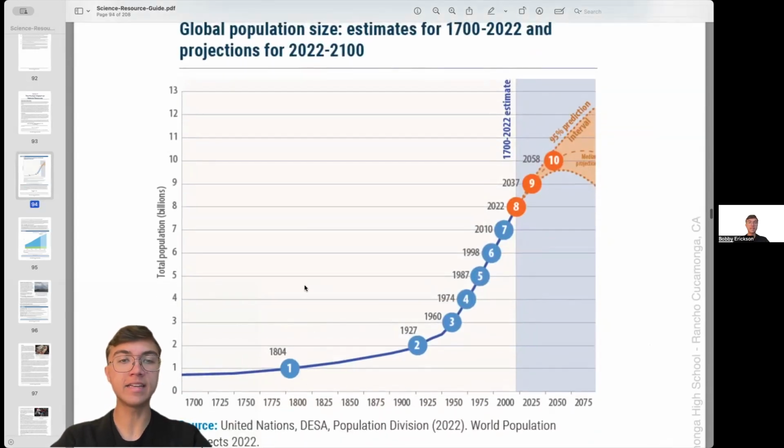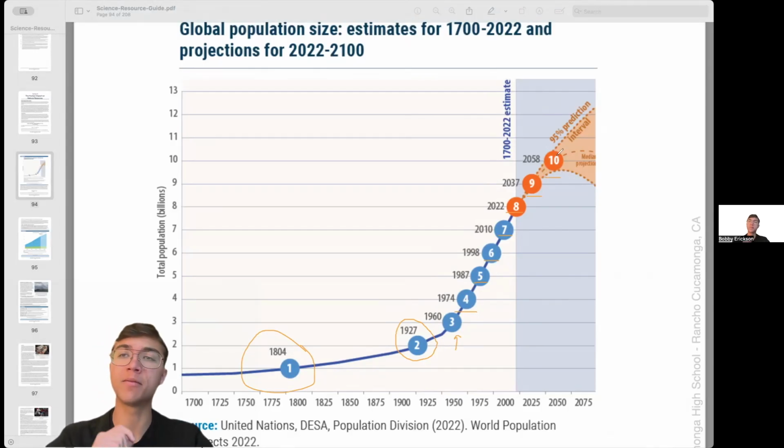We can see that in 1804, we have 1 billion people. Then we increased only slightly within the next few years. 1927 was 2 billion. Then 1960 is 3 billion, so we're getting faster. 4 billion at 1974, 5 billion at 1987, 6 billion at 1998, 7 billion at 2010, 8 billion at 2022. 9 billion is what we're estimated to be at in 2037, and 10 billion is what we're estimated to be at in 2058 at the median projection level.